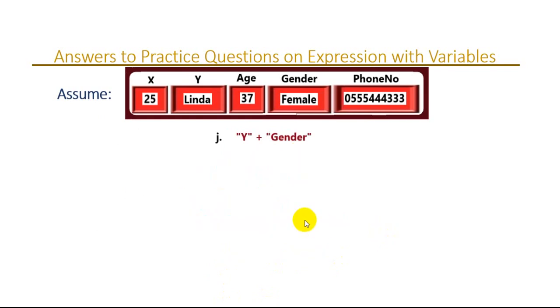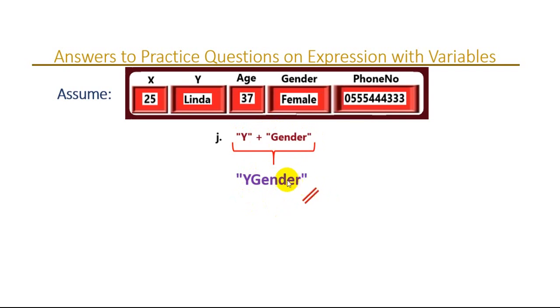Then the next one, here we have within double quotes y, within double quotes gender. In this case, we are not referring to the variable. Like I said, whenever double quotes are there, that has the highest priority. That is the letter y. We are not referring to this. We are referring to the letter y itself and the word gender itself because there are double quotes here. So when you solve this expression, the result is y and the word gender joined to that.